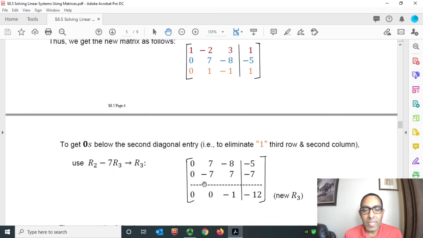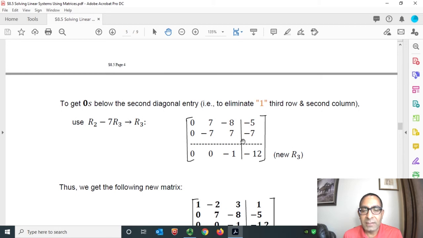So here, let's perform here. So row 2 as it is, and we multiply the row 3 by -7. So -7 times 0 is 0, -7 times 1 is -7, -7 times -1 is +7, and -7 times 1 is -7, and we add them. So 0 plus 0 is 0, 7 minus 7 is 0, -8 plus 7 is -1, -5 minus 7 is -12. This is our now new row 3.